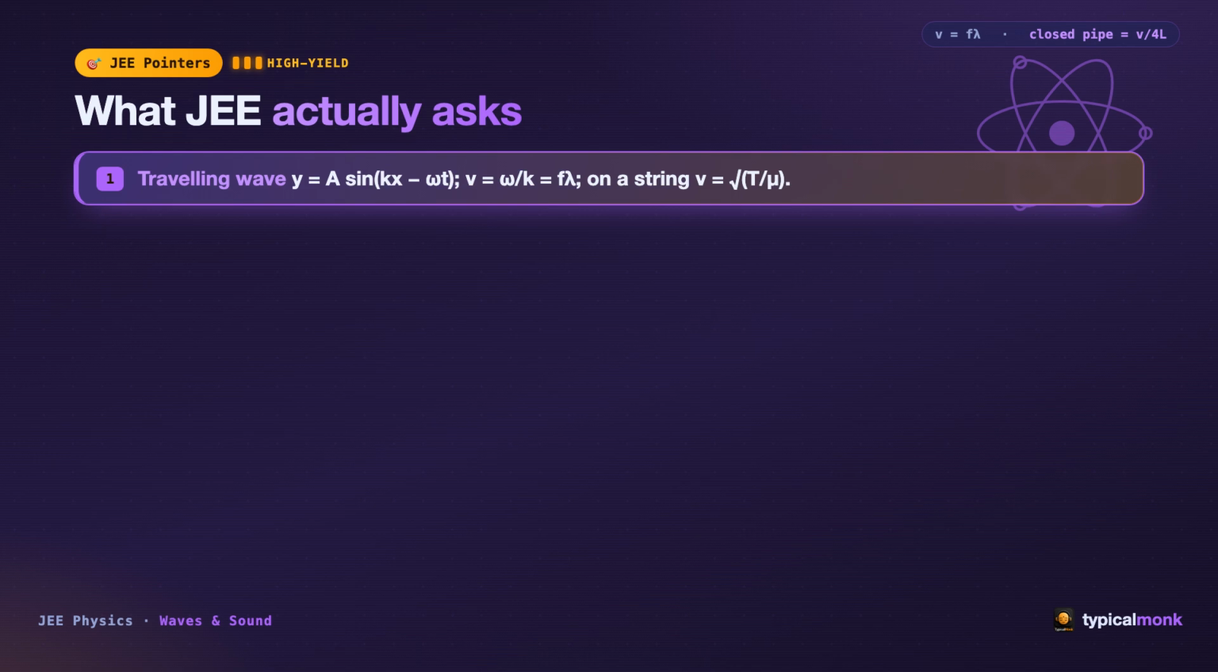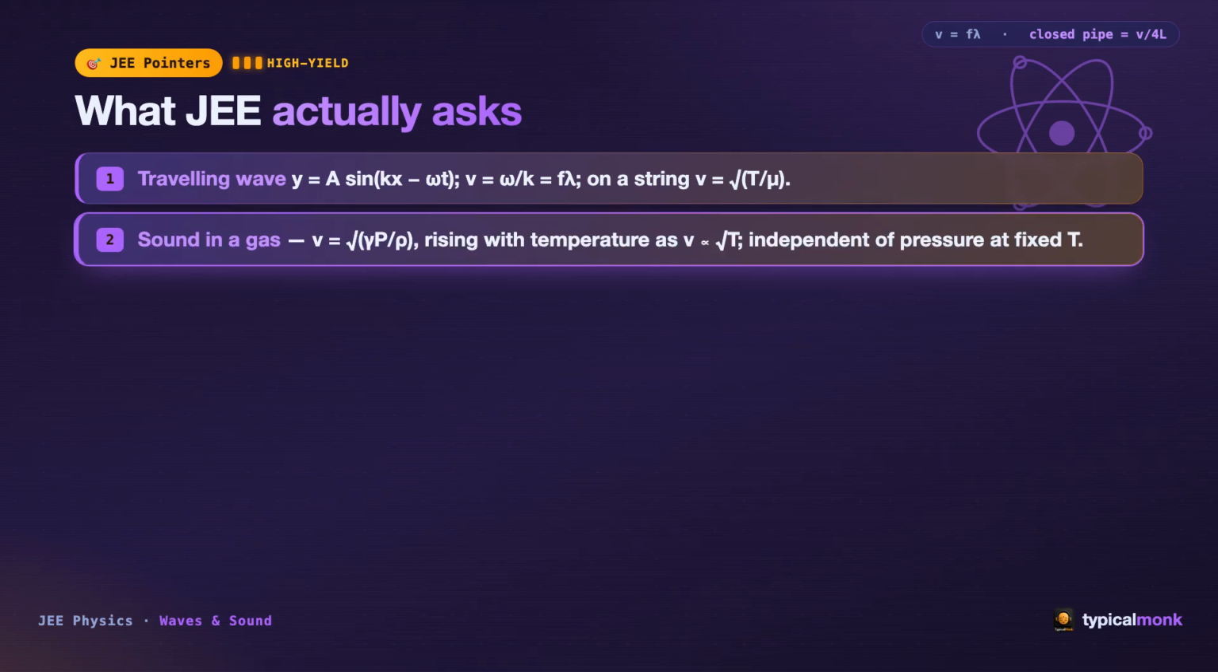The traveling wave, y equals sin(kx minus omega t), v equals omega over k, which is f lambda, and on a string, v equals the square root of T over mu. 2. Sound in a gas, v equals the square root of gamma p over rho, rising with temperature as the square root of T, and independent of pressure at a fixed temperature.